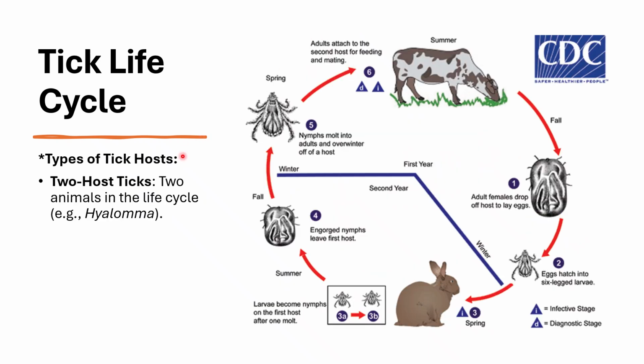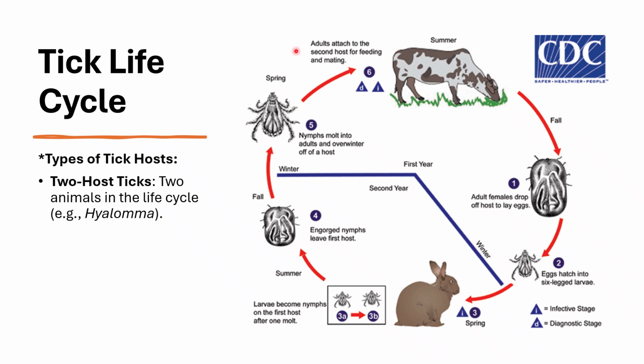For the two host ticks, there are two animals involved in the life cycle. This is exemplified by the genus Hyalomma. As shown in the diagram, we have here the first host, the rabbit. So the larvae will become nymph on the first host after one molt. Then the engorged nymph will leave the host, so it will drop off, and the nymph will molt into adults and overwinter off the host.